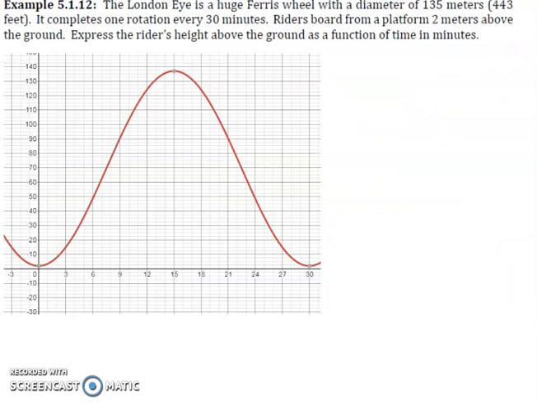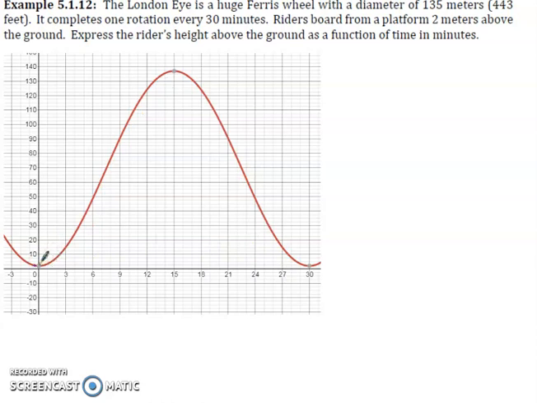Now our very last example is going to be an application. So we have a Ferris wheel that has a diameter of 135 meters, or 443 feet. It completes 1 rotation every 30 minutes. Riders board the platform 2 meters above the ground. Express the rider's height above the ground as a function of time in minutes. So I have provided the graph for us, so we are just going to write the equation of this graph.